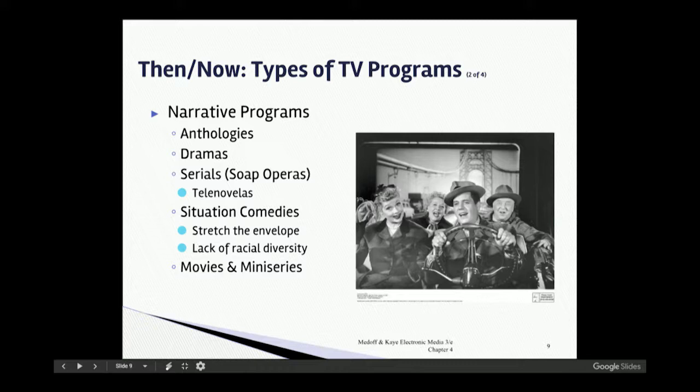So, as we said, a lot of the early television formats and shows and stars came over from radio. So there were established radio shows that were successful and they reinvented them for television, often with the same stars, if they had the televisual look that was necessary. So what did they have? They had anthologies like The Twilight Zone. They had dramas, serials like soap operas, especially, were really big on television.